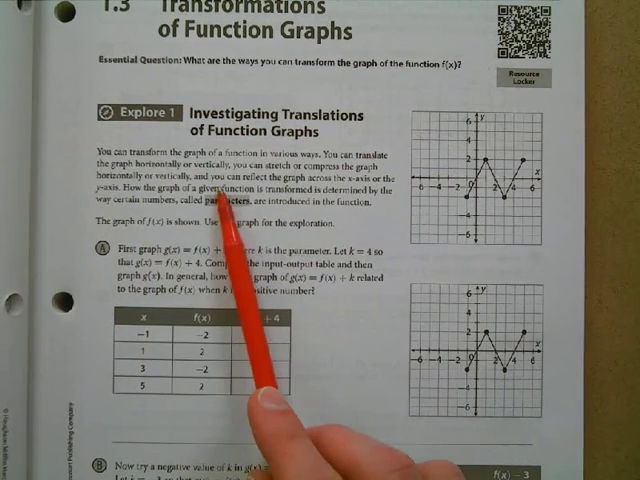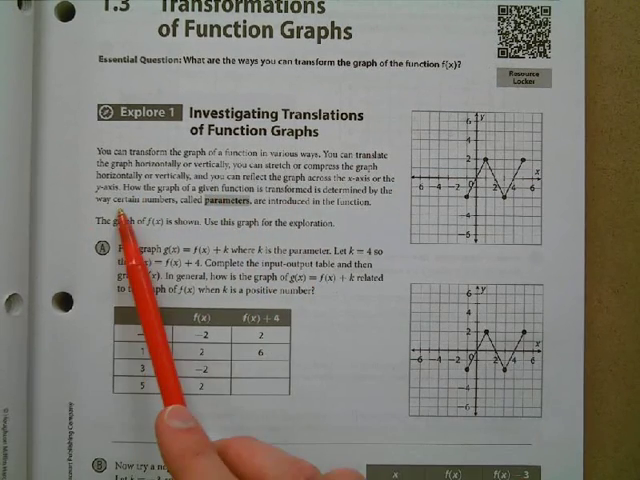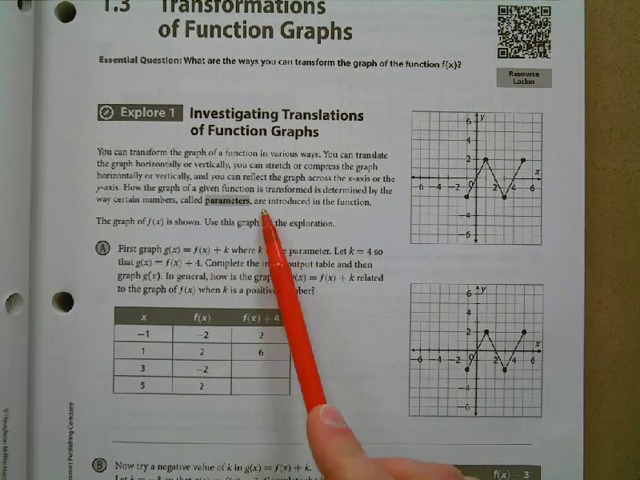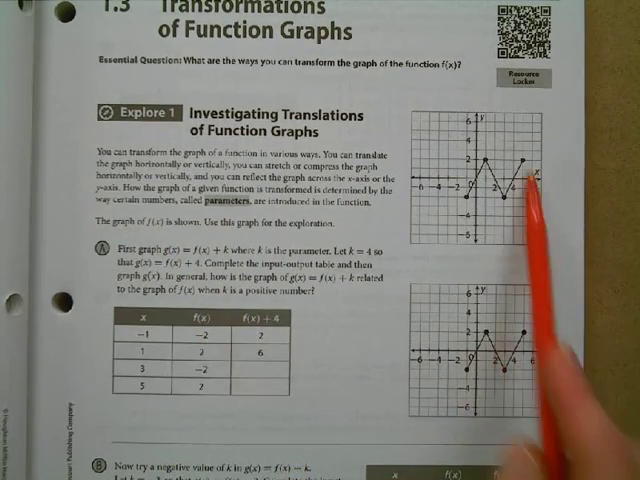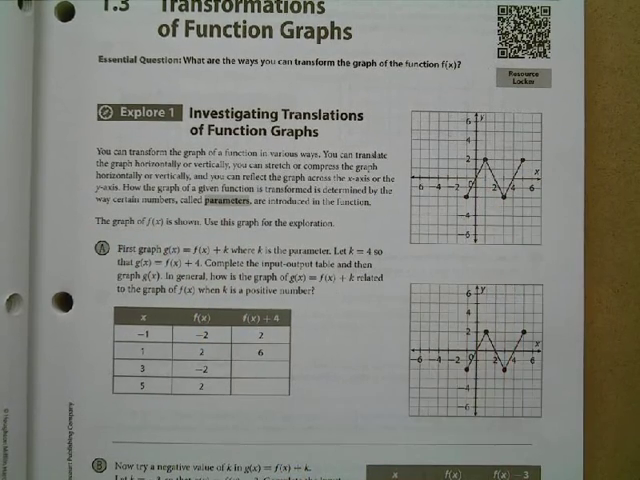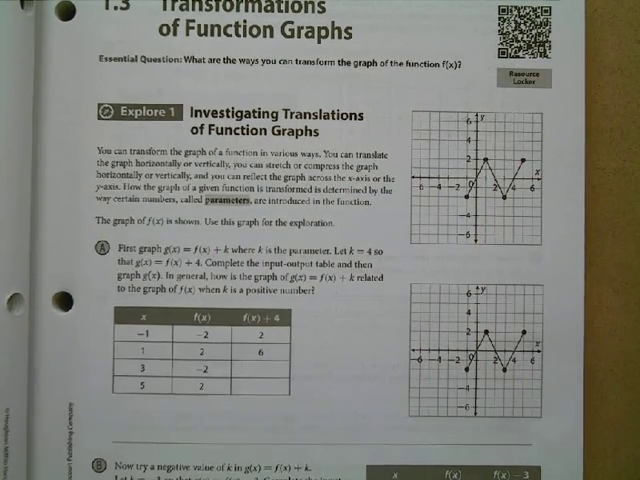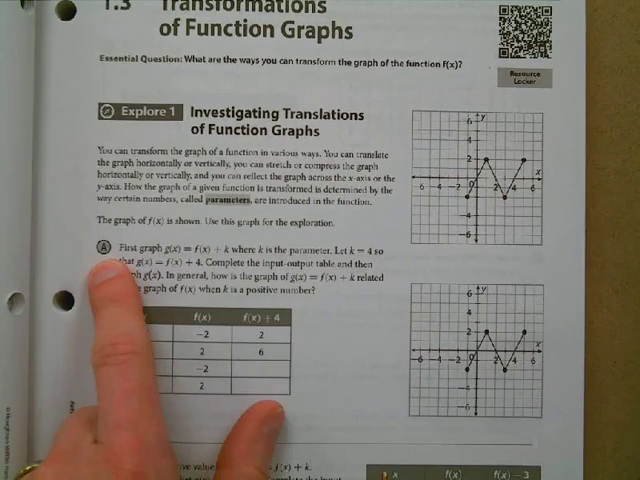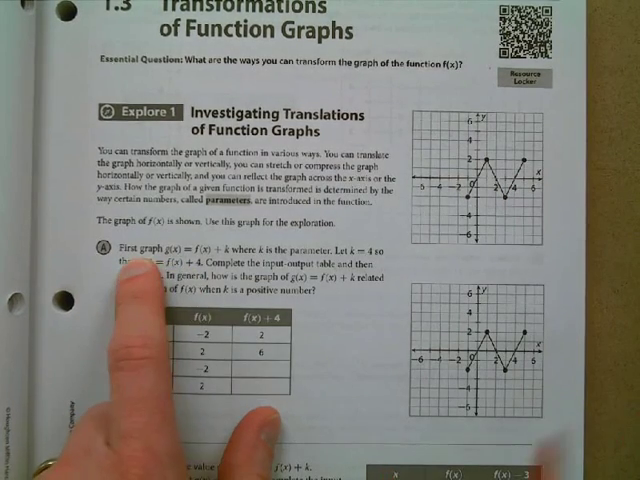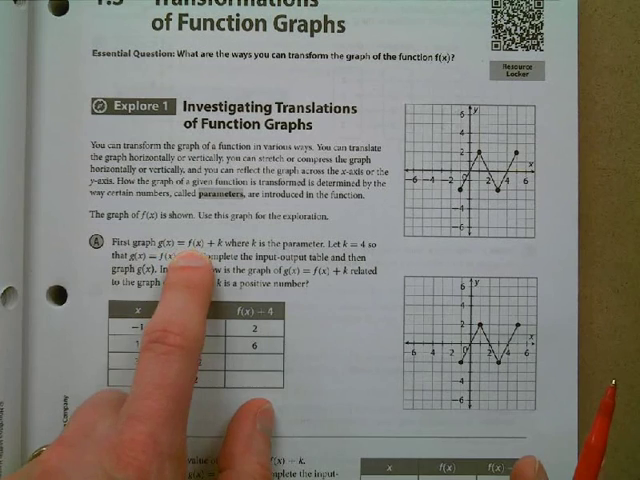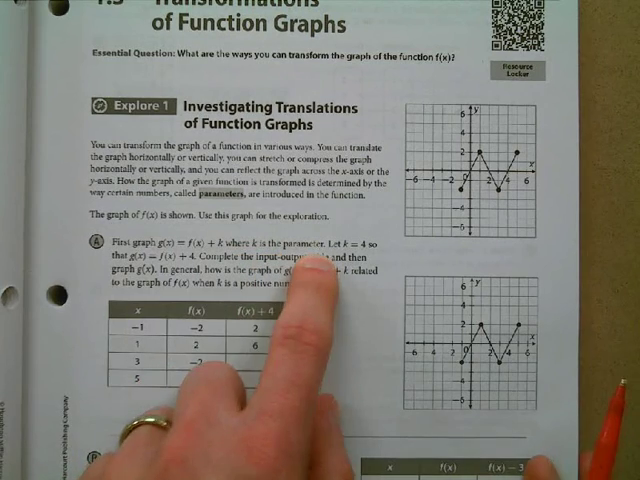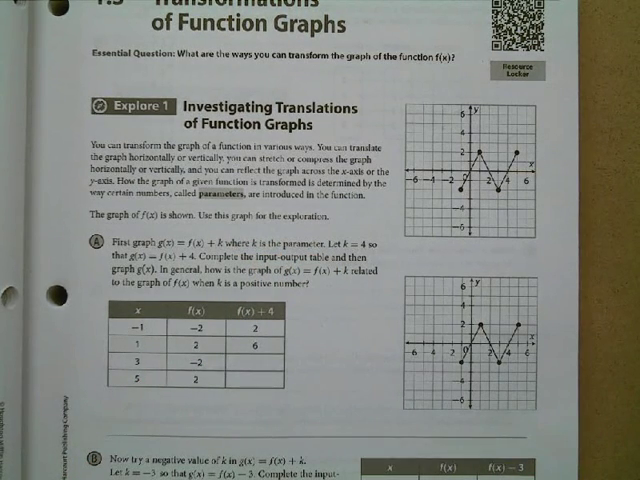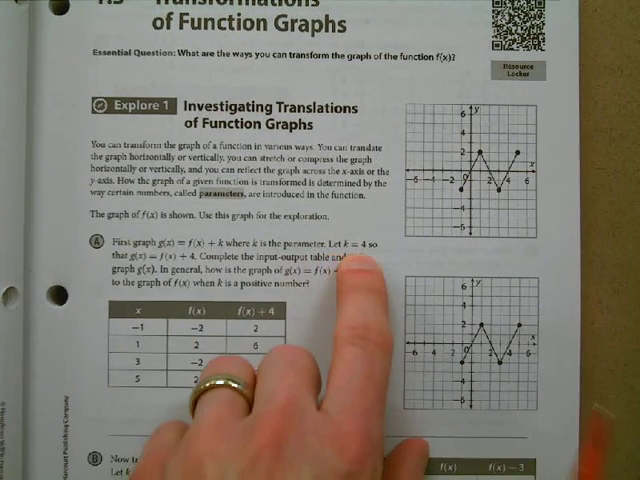Okay, so say that we've got a graph of f of x and it's shown right here. There's our graph of f of x, and we're going to use this graph to help us complete our tables. The first thing is to graph g of x equal to f of x plus k. You notice the plus k is on the outside of the function f, where k is the parameter. We introduce this new number k and add it onto the outside of the function f. We're going to let k equal 4, so that now g of x is just the function f plus 4. We're going to complete this input-output table and then graph g of x.